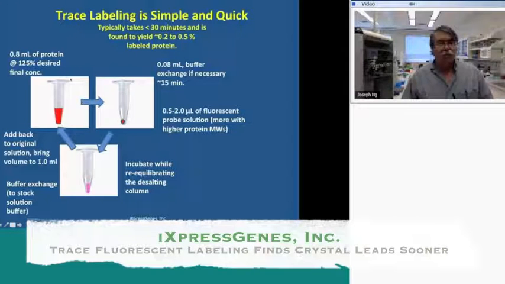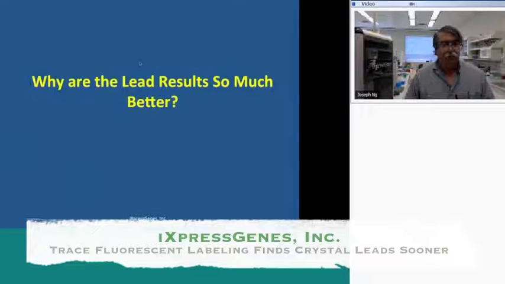Anyway, you can see through this procedure that the name of the game in this is trace. We start off at the very beginning by limiting the amount of protein that we're even going to react, and then we try and minimize the amount of that which is reacted, because we really only want from 0.2 to 0.5% of the protein to be labeled. We can go with lower if we have higher sensitivity optics.